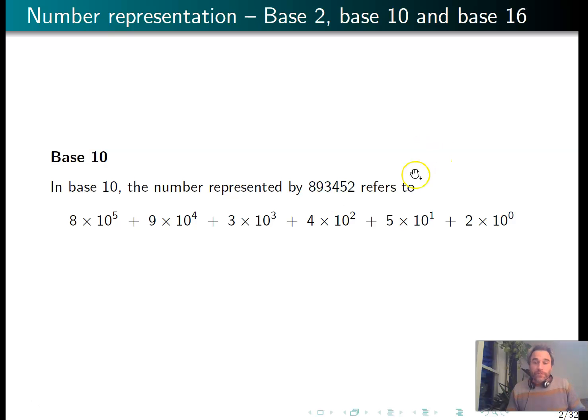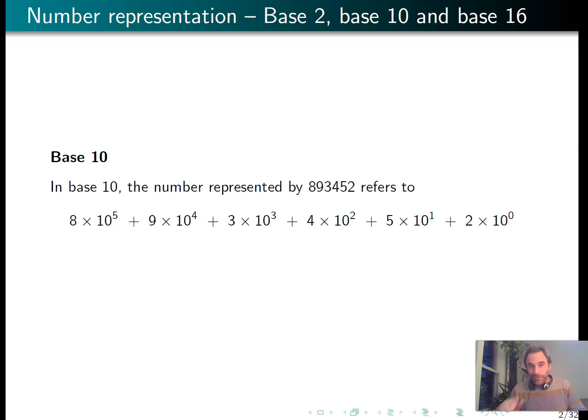So if for example I use the number 893,452, this refers to the following operation. So 8 times 10 to the power 5, 9 times 10 to the power 4, 3 times 10 to the power 3, and so on. The rightmost number multiplies 10 to the power 0. The second leftmost number multiplies 10 to the power 1, and so on. So we read numbers from left to right, actually.